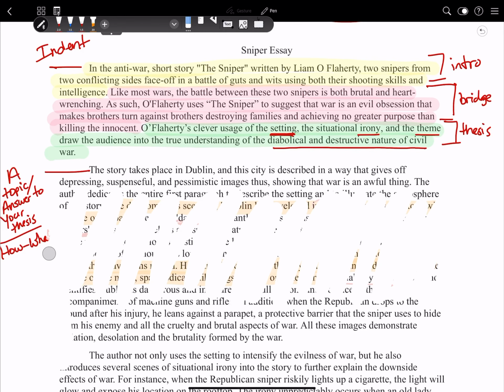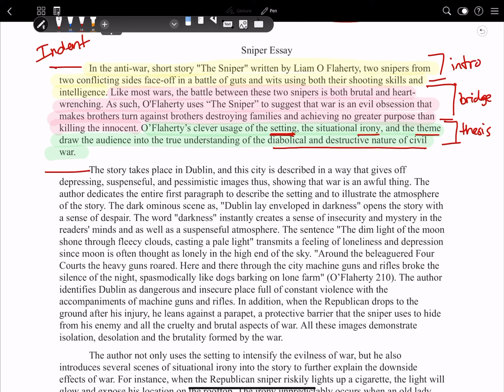and look at this all the way from the very beginning. First, I'm just going to write out those A's as she does, or the I'll say stuff as she does it, okay, guys? The story takes place in Dublin, and this city is described in a way that gives off depressing, suspenseful, and pessimistic images, thus showing that war is an awful thing. The author dedicates the entire first paragraph to describe the atmosphere of the story. The dark, ominous scene as Dublin lay enveloped in darkness opens the story with a sense of despair. The word darkness instantly creates a sense of insecurity and mystery in the reader's minds, and that still bugs me, as well as a suspenseful atmosphere. Excellent. So this little portion right here, that would be my explain.